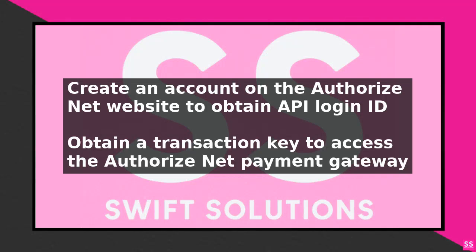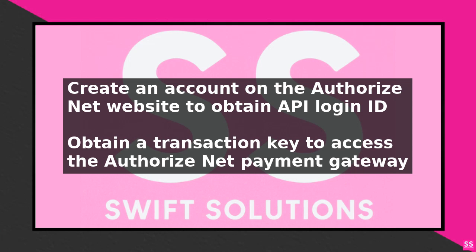To authorize a payment form using Authorize Net, start by creating an account on the Authorize Net website and obtaining an API login ID and transaction key. These credentials are necessary to access the Authorize Net payment gateway and authenticate transactions.